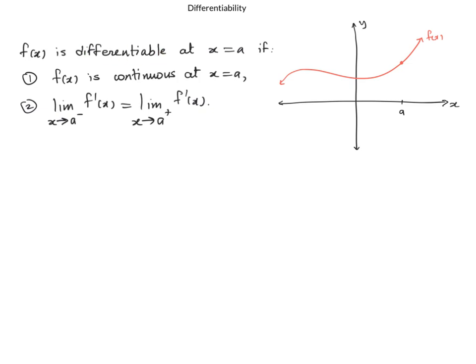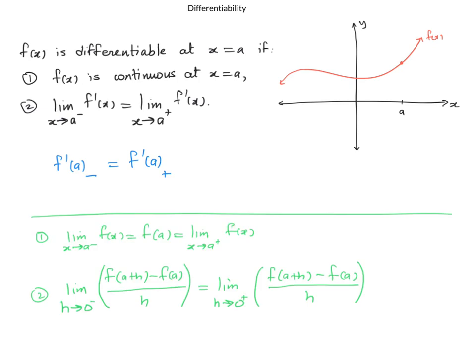Now, the textbook uses slightly different notation, so let me write that for you. They write it as f prime of a from the left and f prime of a from the right. I'm not a big fan of this notation. I would rather write it with limits, so I would prefer that you do that instead, but don't be surprised when you see this notation in the textbook.